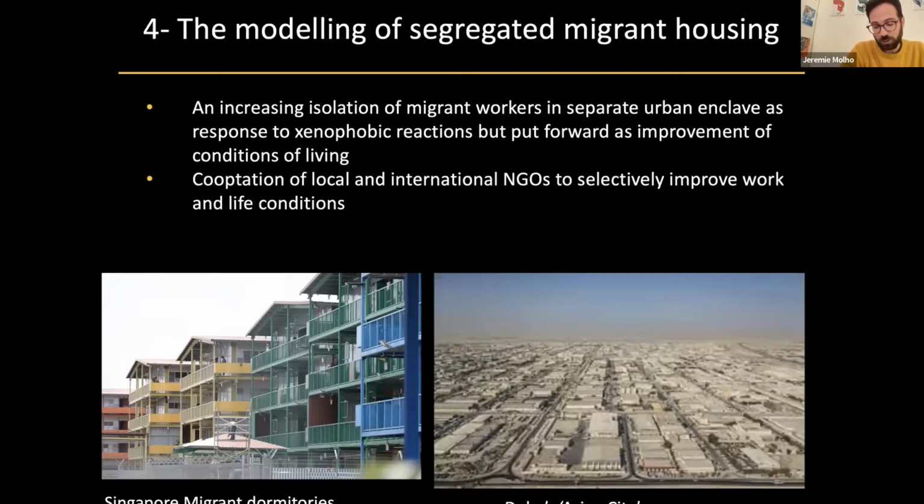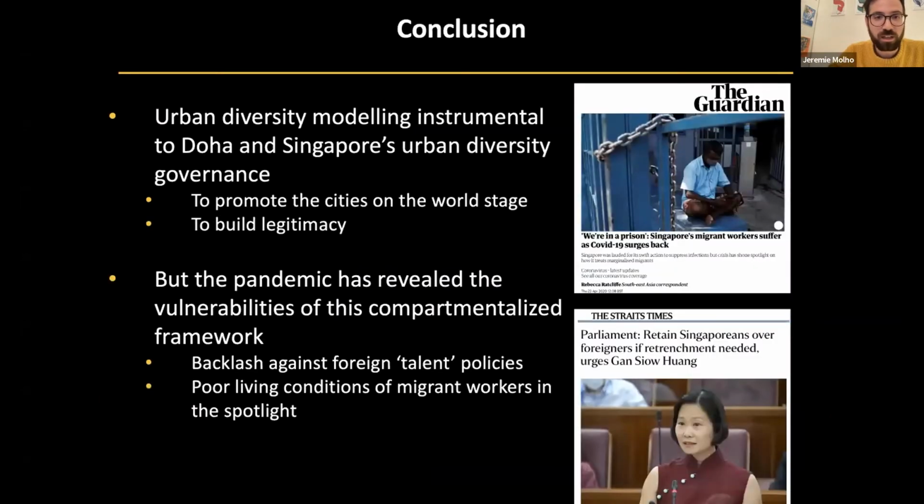And it emphasized the presence of recreation areas, cricket stadiums, and cinemas showing Bollywood movies. So to conclude, what I've tried to show is that Doha and Singapore's aspiration to appear as a model favors a compartmentalized diversity governance approach. One of the consequences of this diversity governance approach is to restrict any progress in terms of diversity recognition to specific compartments only accessible to a small portion of the population, and thereby preventing wider social impacts.